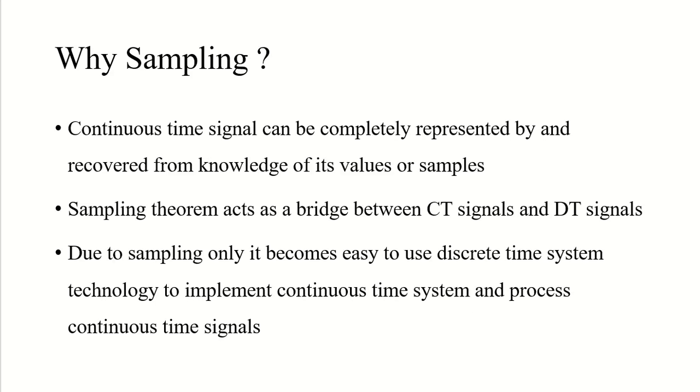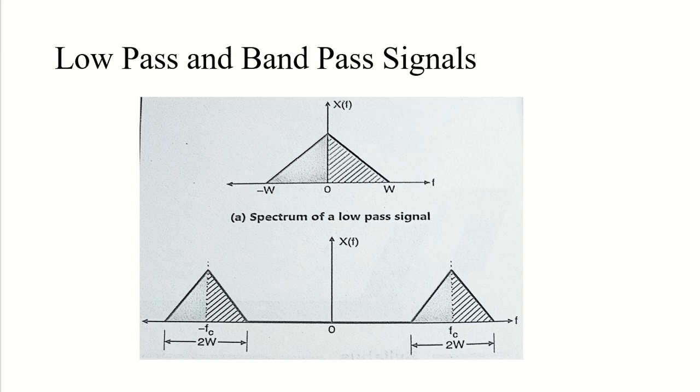We are going to start with the low pass and band pass signals. So what is a low pass signal? Basically, a low pass signal is defined as a signal which has its frequency spectrum extending right from 0 Hz to omega Hz. If a double sided spectrum is plotted, extending from minus omega to plus omega, as you can see in the first image, then it is a low pass signal.